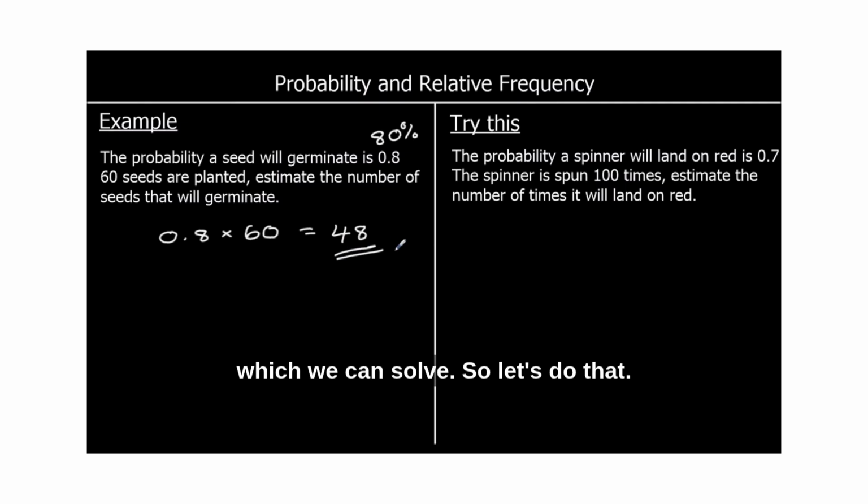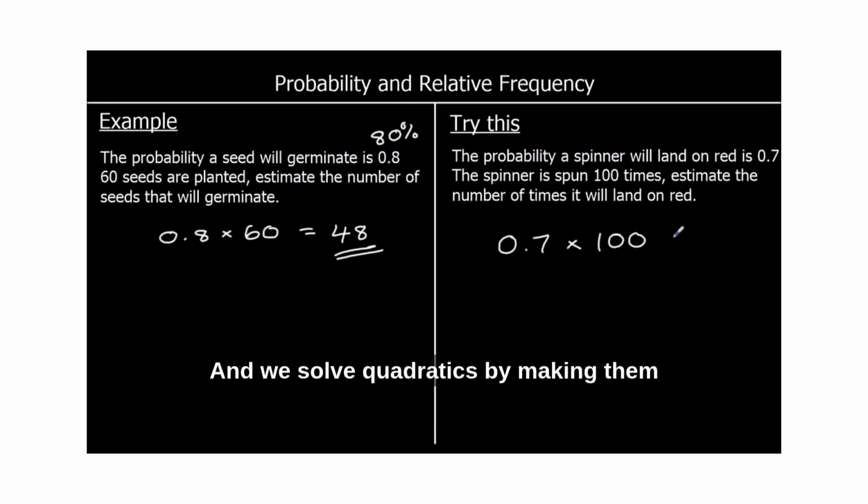And one of these for you to try, so give this one a go. So the probability a spinner will land on red is 0.7. It's spun 100 times. Estimate the number of times it will land on red. So it's 70%, or 0.7 times 100, which is 70.